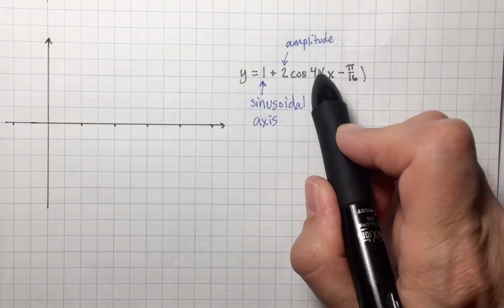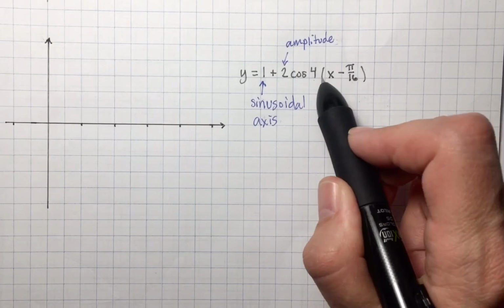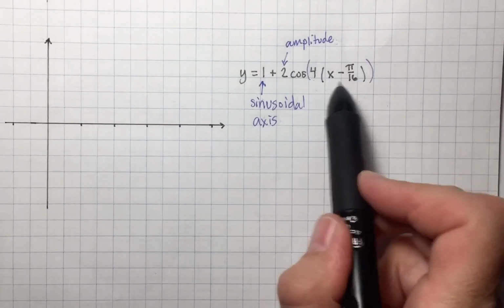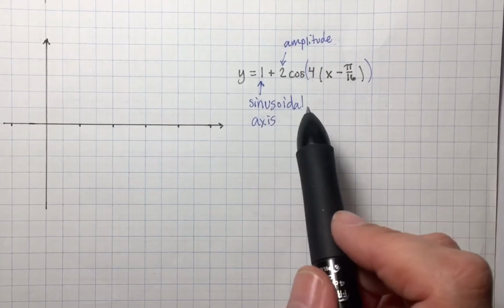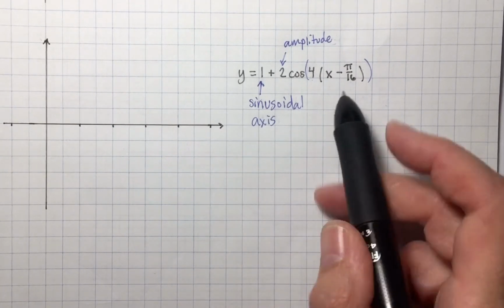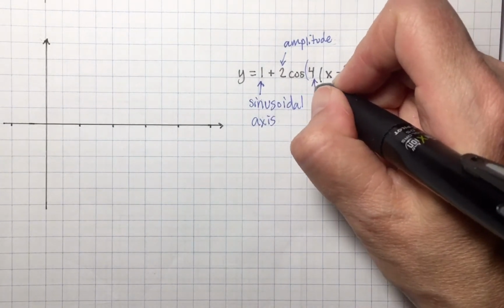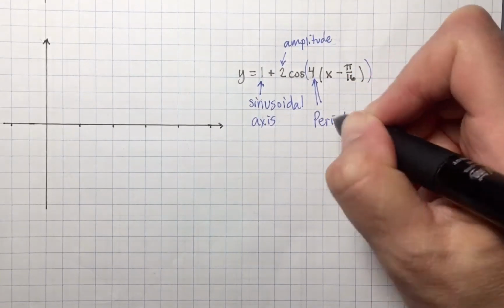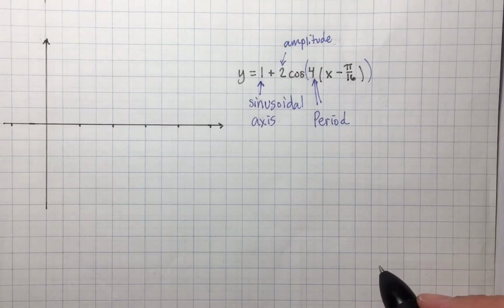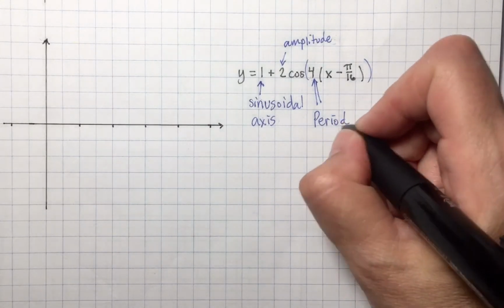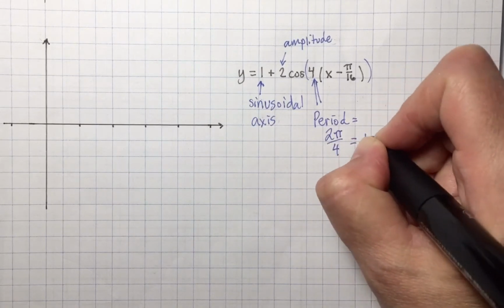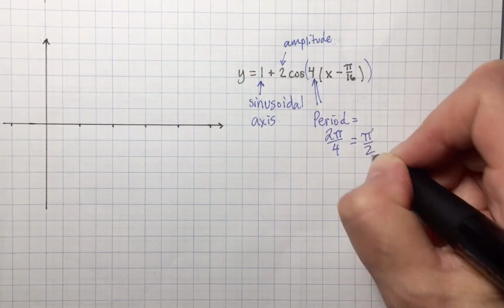That 4 is multiplying on the inside. There are like invisible parentheses here, really, so that whole thing is the inside of the function. If you multiply on the inside, it's a horizontal dilation, but this actually leads us to the period. The default period is 2 pi from just looking at y equals cosine x, but the period is 2 pi divided by that number, so 2 pi over 4, which we can reduce to pi over 2.